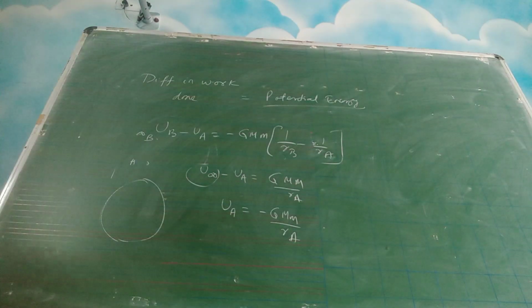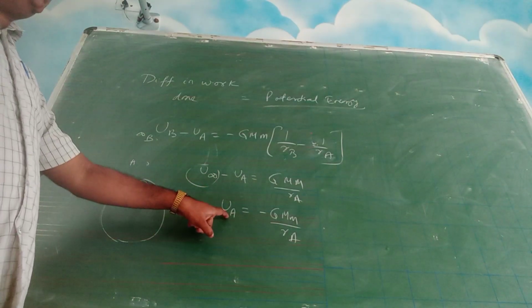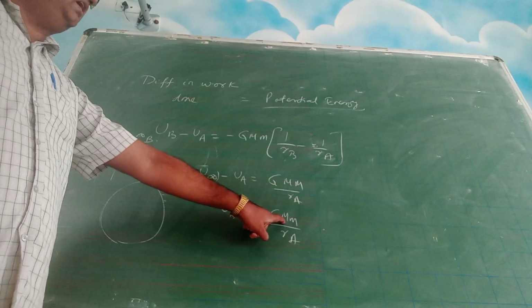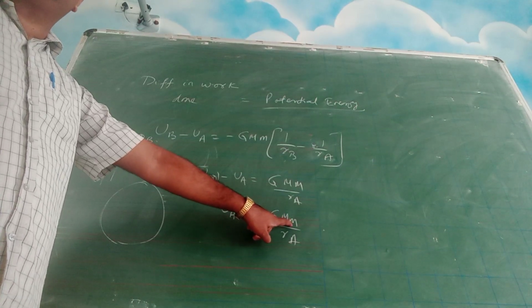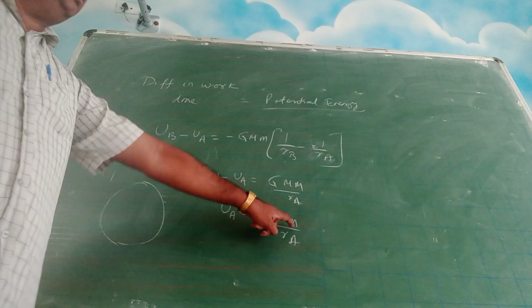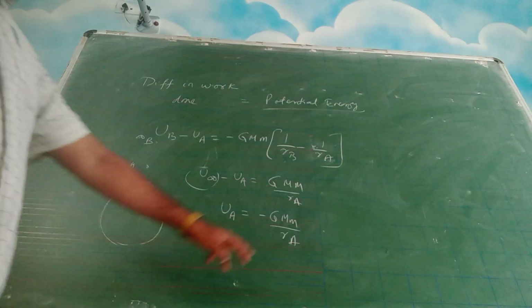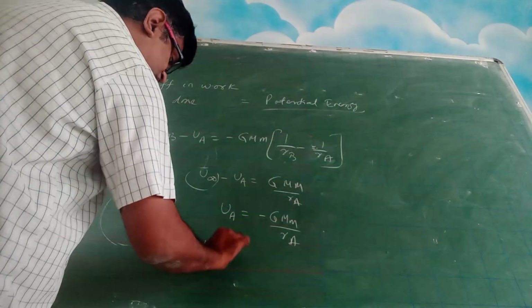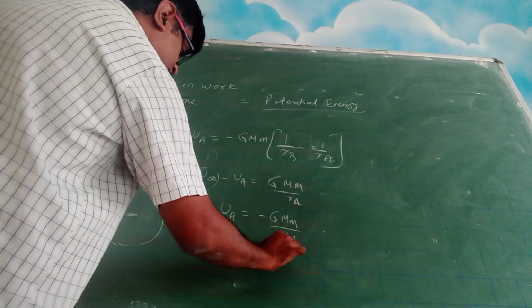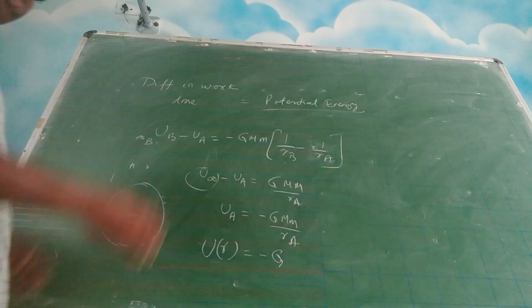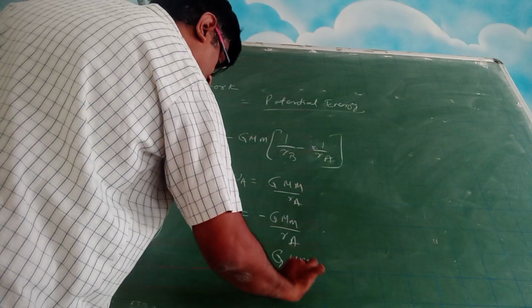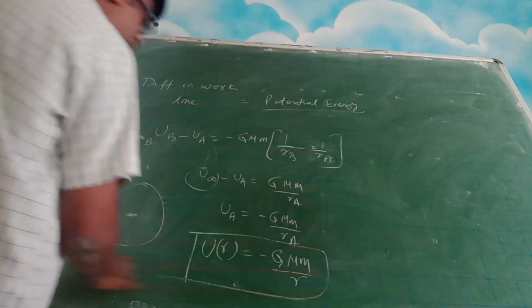So potential energy at A is minus GMm by ra. Capital M is the mass of the earth, small m is the mass of the body, and ra is the distance from the center of the earth. So can I write the general expression U of R, at some particular location R, as minus GMm by R. This is what you have to understand.